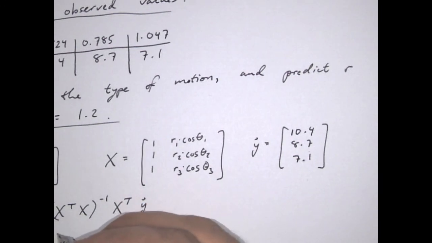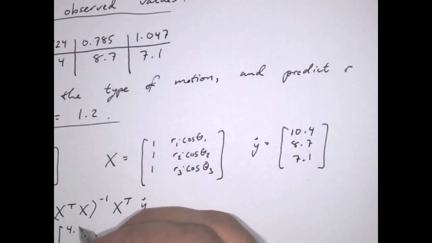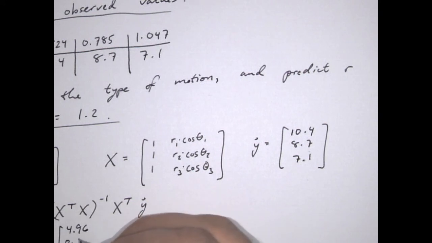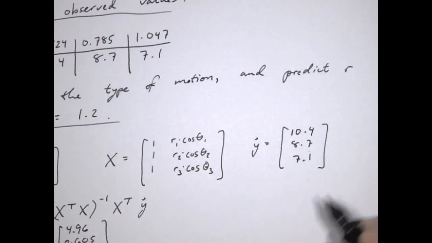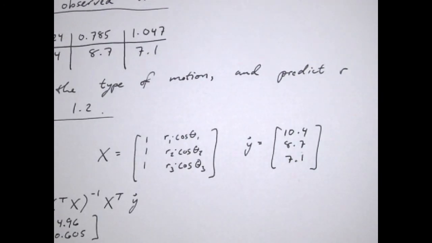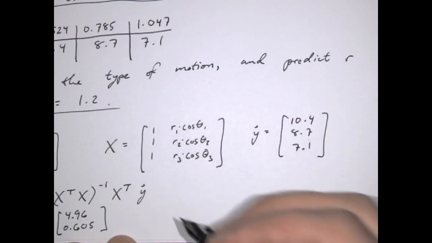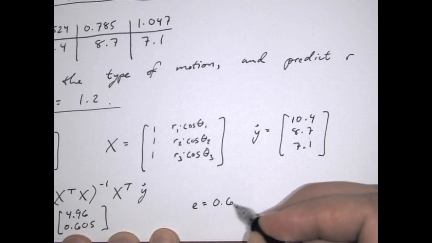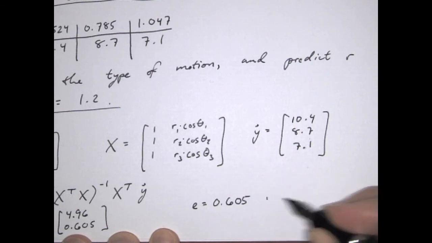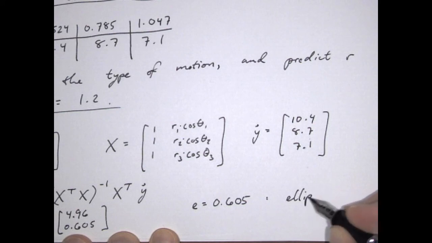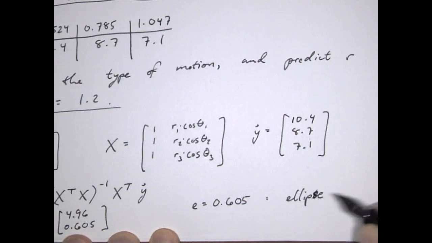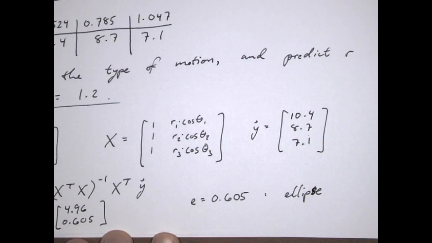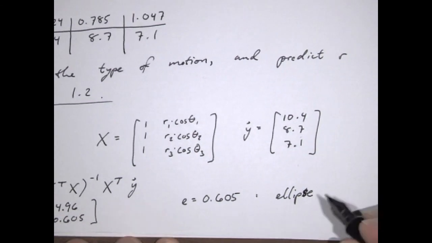So this is 0.605. Alright, so the type of motion is, so E is equal to 0.605, which means ellipse. So it's an elliptical motion with an eccentricity of 0.6.